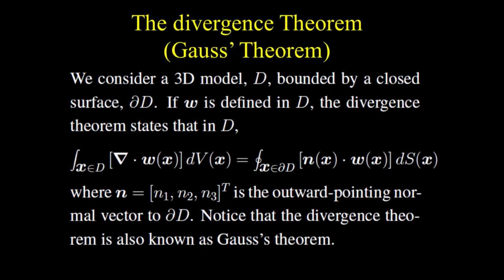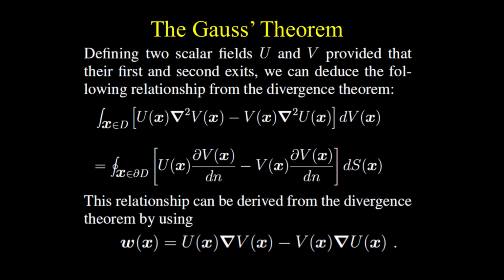On your left, you have a volume integral, and on your right, you have a surface integral. N is a unit vector with direction perpendicular to the surface. If the surface is closed, forming a balloon, N is outward, is positive. Defining two scalar fields, U and V, provided that their first and second derivatives exist, we can deduce the following relationship from the divergence theorem. This relationship can be derived from the divergence theorem by using this definition of W.